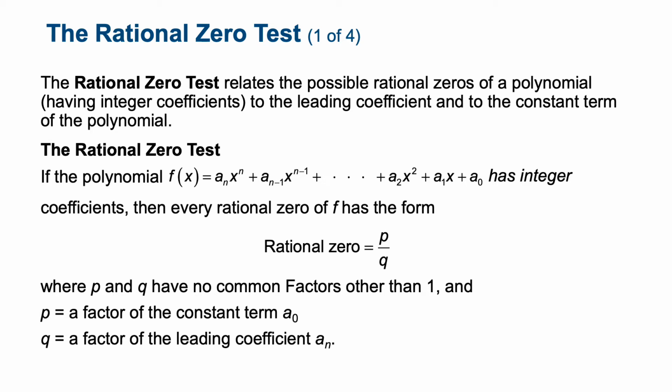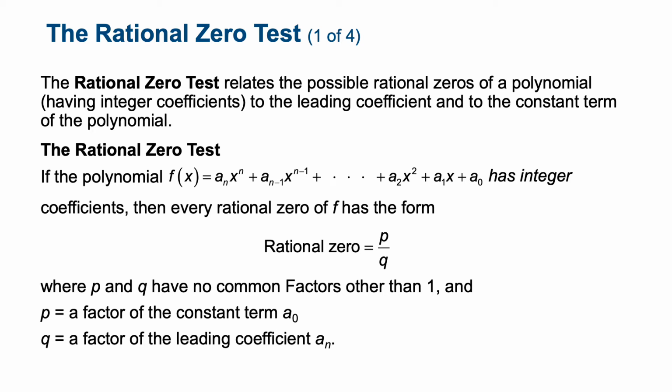So if you have a polynomial in this general form, where you have a coefficient times x to some power n, then the n minus 1, and all the way down to the constant term, right? So every rational zero of f, rational meaning that it can be expressed as a fraction, doesn't include non-real numbers and doesn't include irrationals, like the square root of 2 or something.